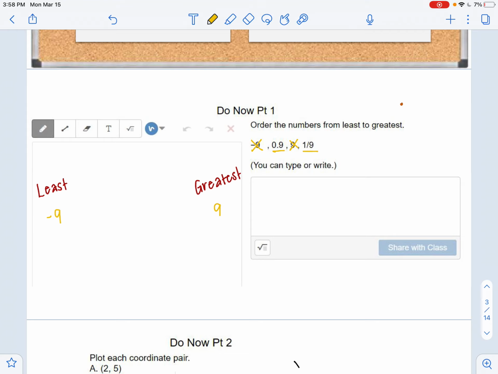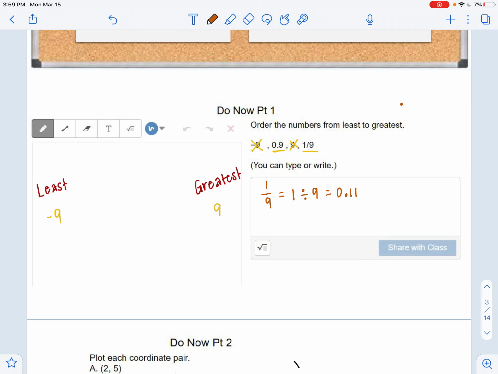So I can compare 0.9 and 1/9 by converting 1/9 into a decimal. And you might remember that we convert fractions to decimals by dividing the top, the numerator, 1 divided by 9. And that's going to give you 0.11, and in a calculator it would be 0.111111, but we can stop at the hundredths place.